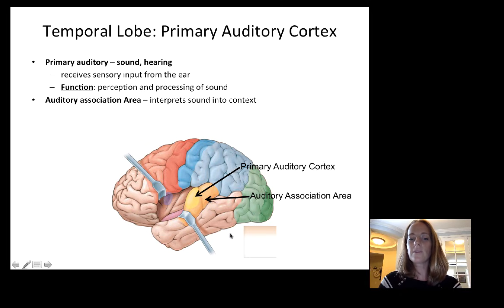The temporal lobe is the lobe here. It's been pulled back to show another lobe, the insula, but the temporal lobe is here, and the main regions in the temporal lobe are auditory areas. So there's a primary auditory area here, and then auditory association area nearby. So the primary auditory area is going to be the basic sensory input from the ear, so the tones of the sound waves that are coming in, and then the auditory association area will be the more complex association of interpreting that sound into context. That's my favorite song, or that's a dog barking, or something like that.